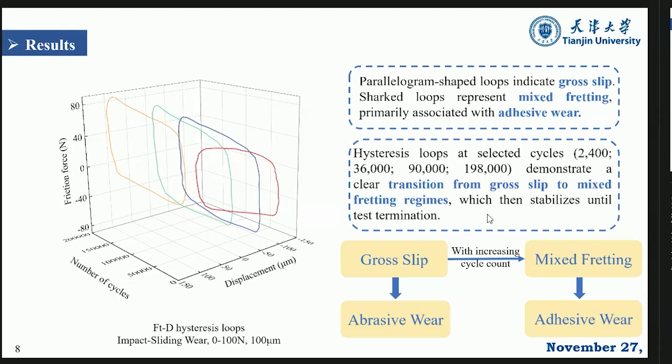From gross slip going to mixed fretting means the mechanism changes from abrasive wear to adhesive wear. That means the mechanism has been changed. That is interesting. We want to follow and solve why this happened.